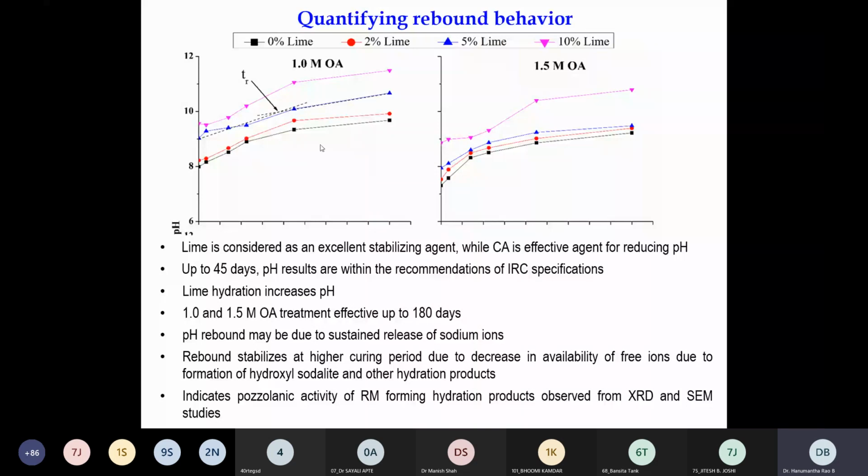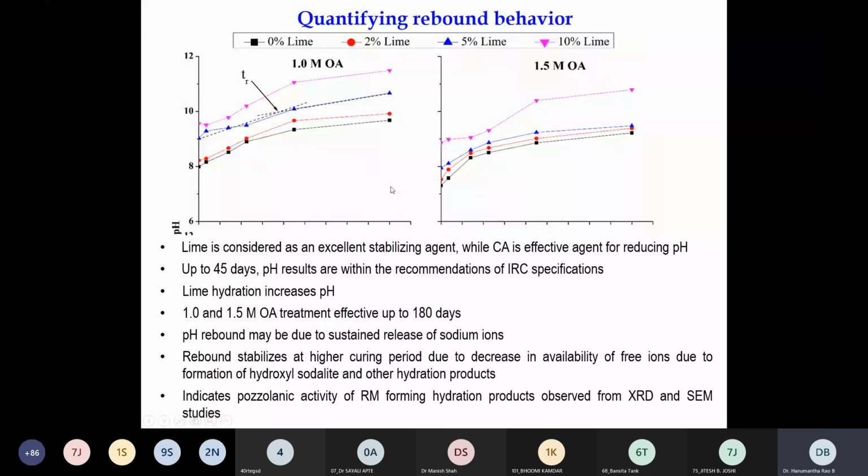So through our extensive results, we found that the rebound is rapid up to a time period of 45 days, and beyond that it almost becomes constant. And we found that 1 and 1.5 molarity of oxalic acid treatment is useful. And if you talk about the combination, 1 or 1.5 molarity along with 5% of lime, we found it highly effectual for multiple purposes, say in strength augmentation as well as sustaining the pH rebound, because both are important.